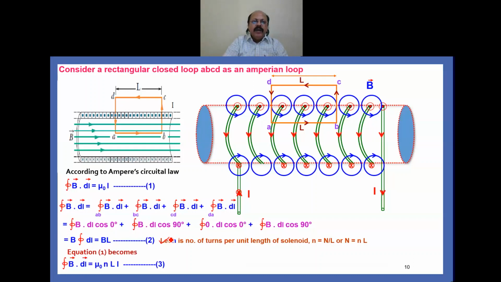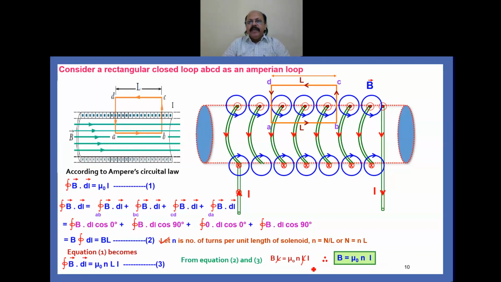Now substitute the value of closed integral B vector dot dl from equation 2 in equation 3. Then what you will get? BL equal to mu naught n L I. So you see that here this L and this L get cancelled. So finally you will get B equal to mu naught n I. So from here what we conclude, the magnetic field inside the current carrying solenoid depends on the magnetic permeability.